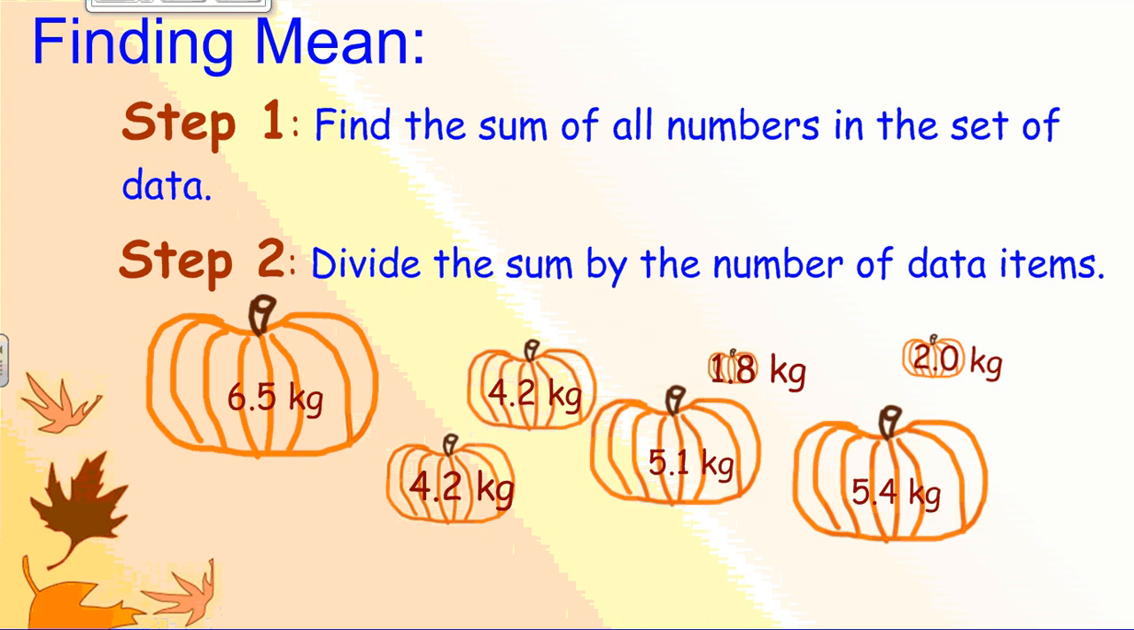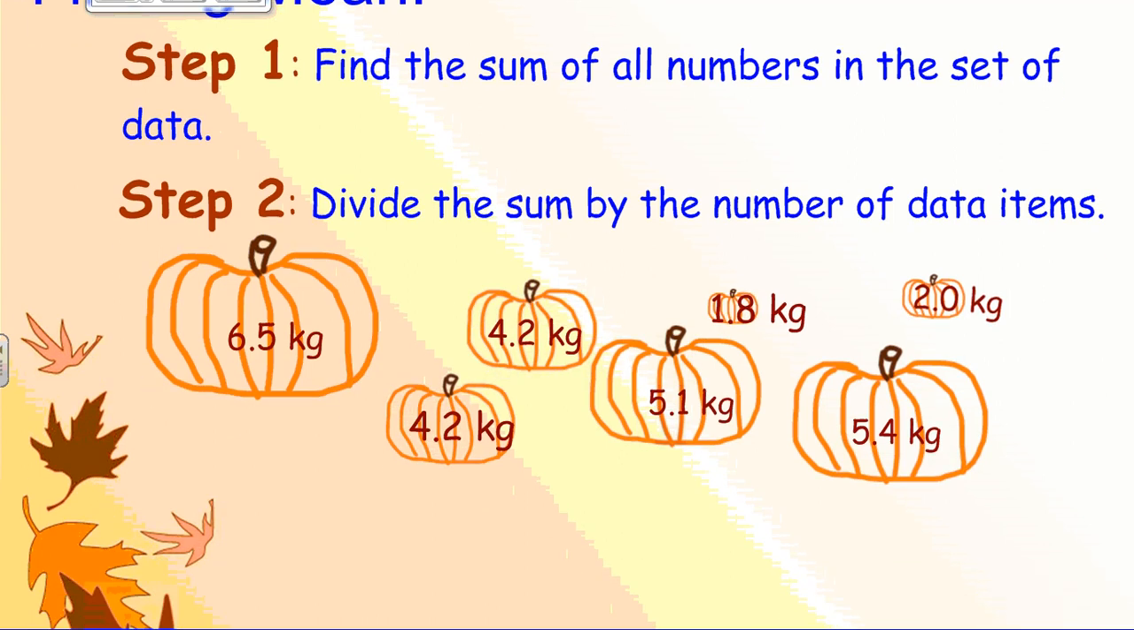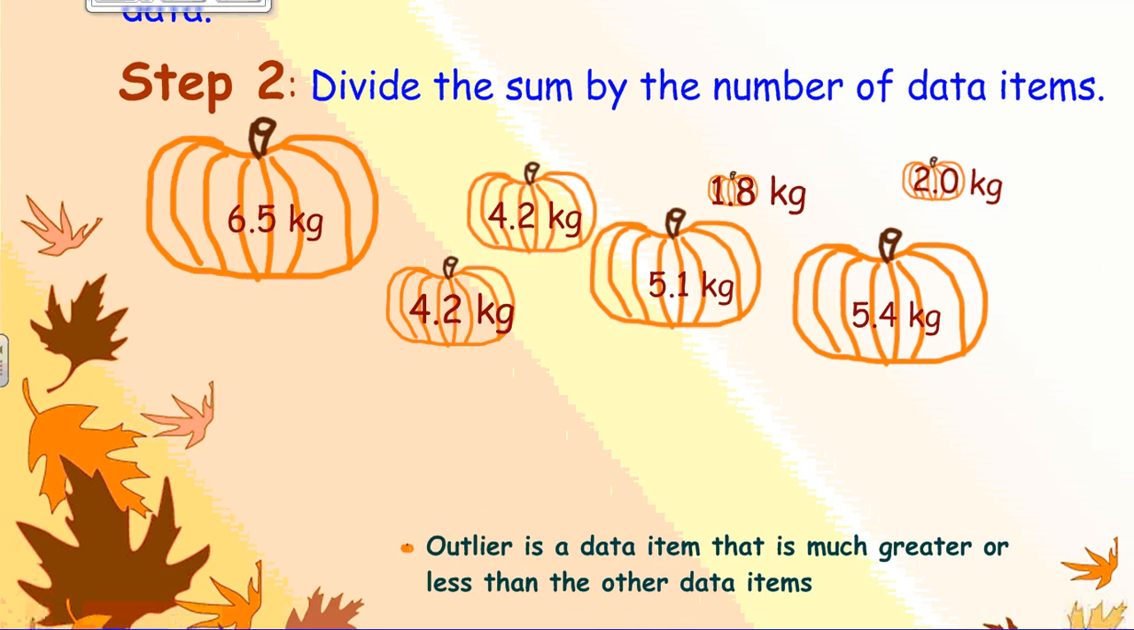Take out your sheet of paper and your pencil, and let's write down these 2 easy steps for finding the mean. Step 1, find the sum of all the numbers in the set of data. And step 2, divide the sum by the number of data items, or add-ins. Pause the screen, and then we'll take a look at another example. All right, ready to move on to this next one.